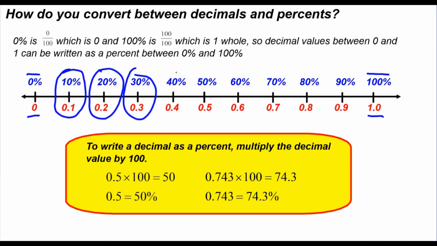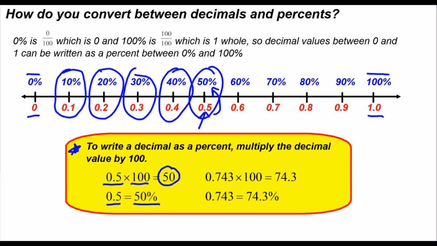So how do you convert these decimals to percent? If you have a decimal value, how do you write that as a percent? To write a decimal as a percent, we simply have to multiply the decimal value by 100. A couple examples here. If I have 5/10, which is right here on the number line, and I want to convert that to a percentage, I just multiply that by 100. 5/10 times 100 is 50. So 5/10, the decimal value, is a percent of 50%.